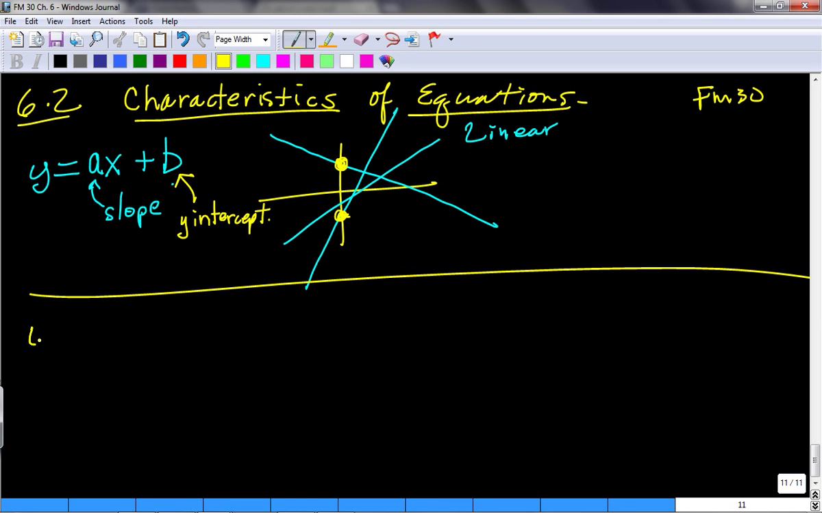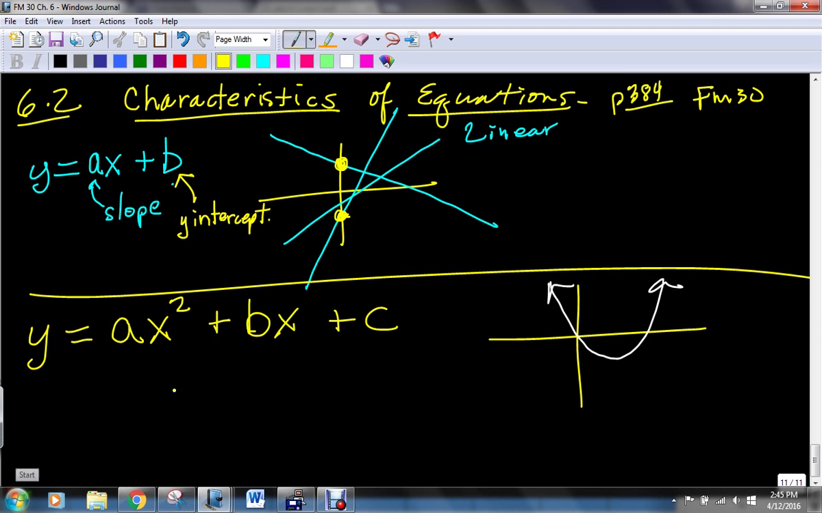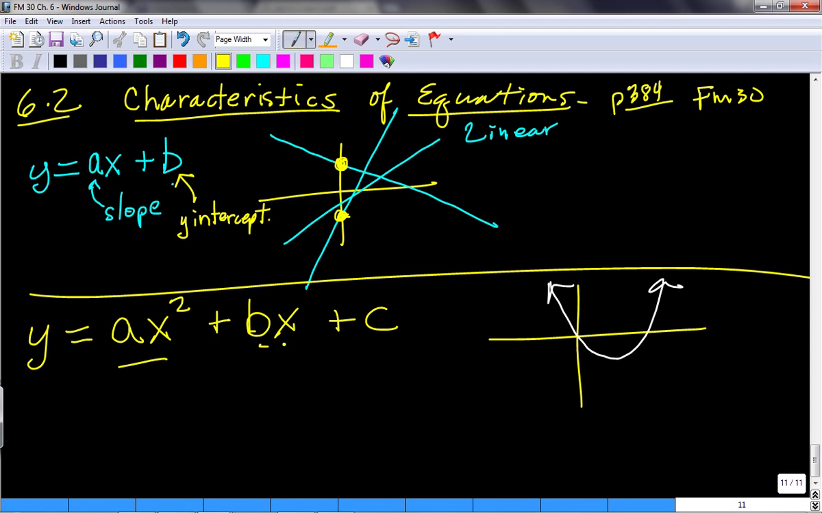For quadratic, okay, so if we have y equals, and remember the quadratic is the parabola, right? So if we have a parabola like this, the equation in standard form would be, again, we're going to use ax squared plus bx plus c. And you'll find this on page 384 if you're looking, it's the first page for the section. All right? And so you notice there's 3 terms. You notice that the x squared term is written first.